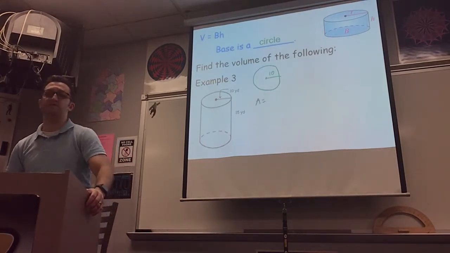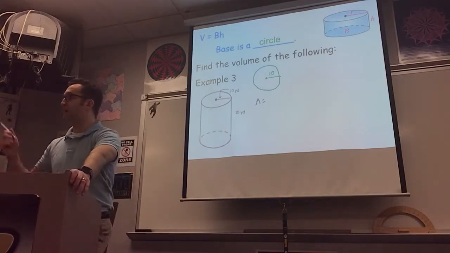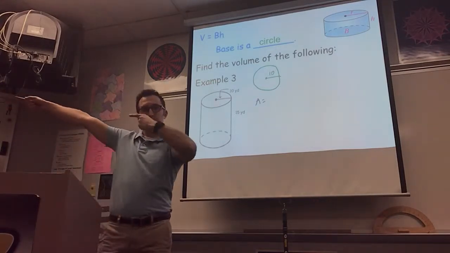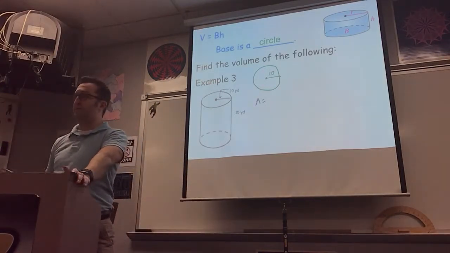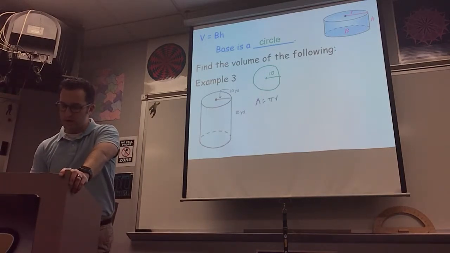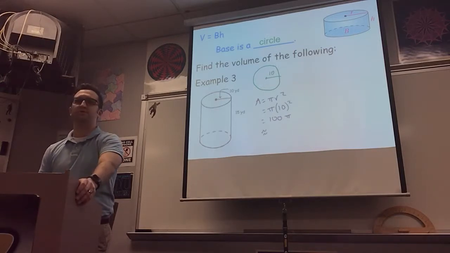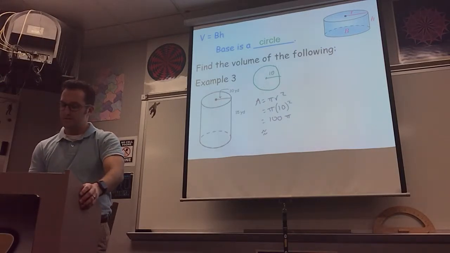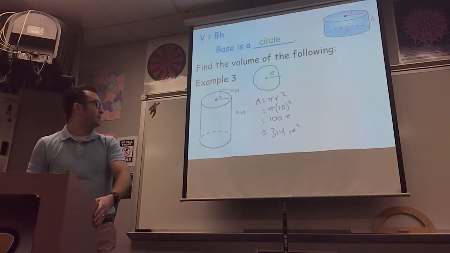We need to find the area of that base. What is the area of this base? Well, how do we find it? Look at the right formula, please. Area equals what, Saeed? Pi r squared. All right. Pi times what squared? 10 squared, which is 100 pi, which I bet you can do in your head. What's 100 times 3.14? 314 yards squared.